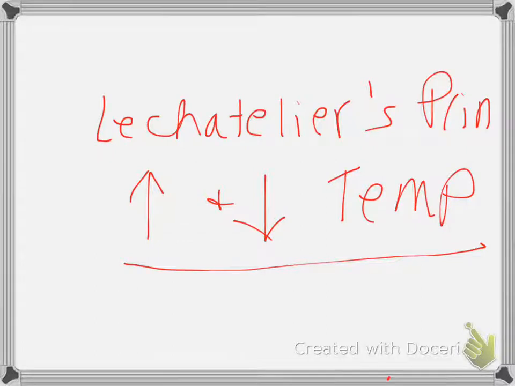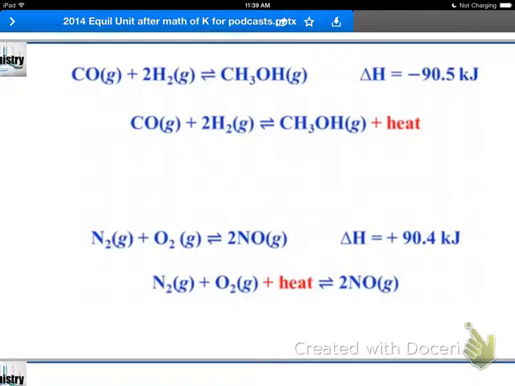Okay, this is our third and last podcast on the LeChatelier's principle. And in this podcast, we're going to talk about what happens when I increase or decrease the temperature to a system that's at equilibrium. So when I am looking at a system at equilibrium, and I'm looking at what happens when I add temperature or decrease the temperature, I have to think about whether I have an endothermic or an exothermic reaction.